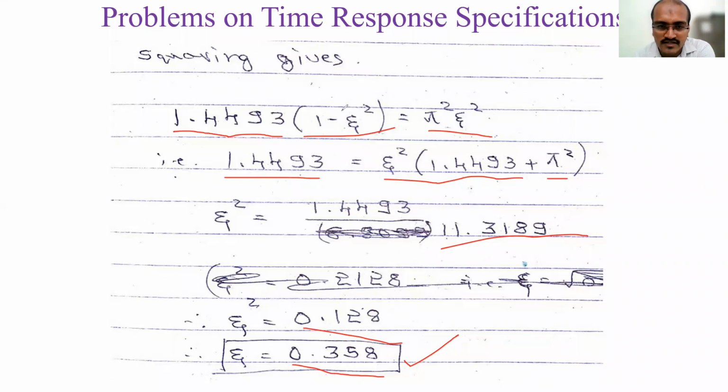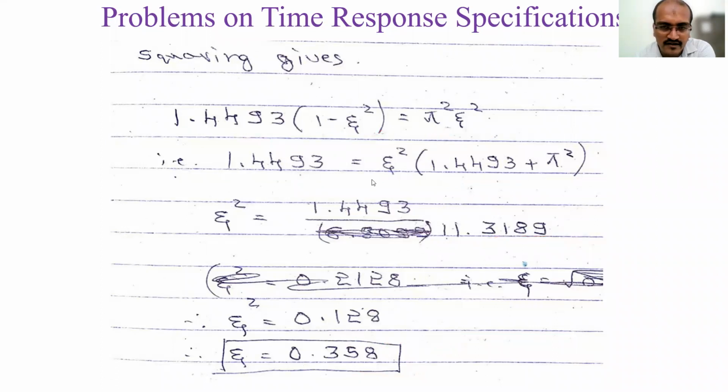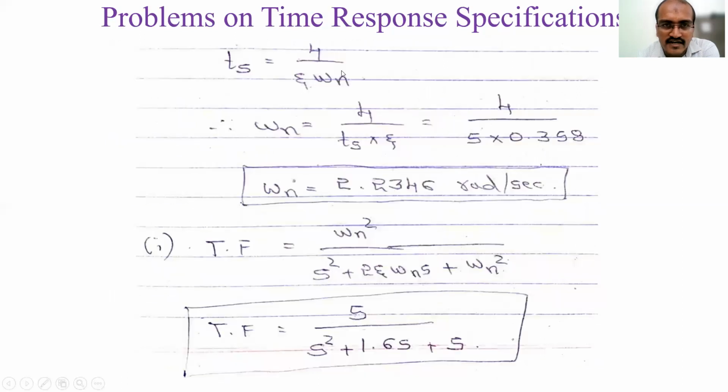Okay, let's go to the next. Zeta is done. Now we have to find omega n, the natural frequency. How do you find that? From the settling time, which is also given, and its formula you also know, so we'll use that. The settling time TS is equal to 4 by zeta omega n. They have not given how much percentage, so by default we'll take 2%. That's why 4 by zeta omega n.